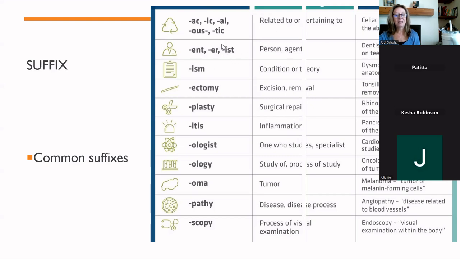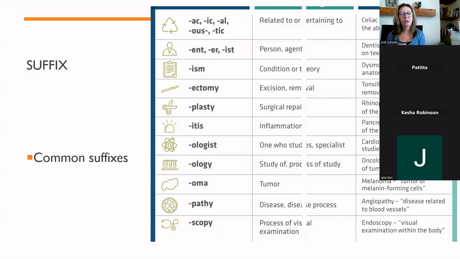IST, dentist. So the person, a doctor, a dentist, a person or an agent. The dentist, a person who works on teeth and gums. ISM, and these are just terms you might see. Dysmorphism, a condition of an anatomical malformation. ISM, it is a condition. Hypothyroidism, hyperthyroidism. So ISM, they sometimes tack that on the end of a word to make it a condition.